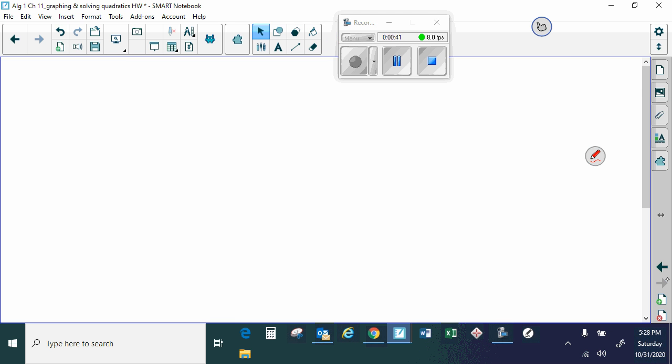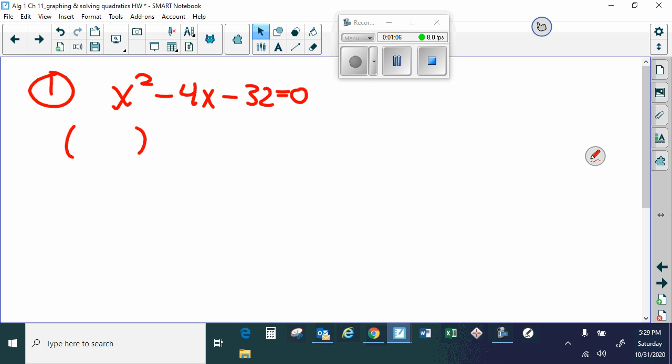Okay, so here's one like example 1. If I have x squared minus 4x minus 32 equals 0. Okay, this one factors. Remember, since the leading coefficient is 1, a times c is negative 32. It multiplies to negative 32 and adds to negative 4. What are those 2 numbers? Negative 8 and positive 4.